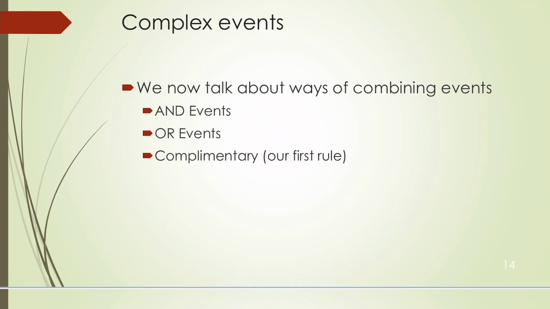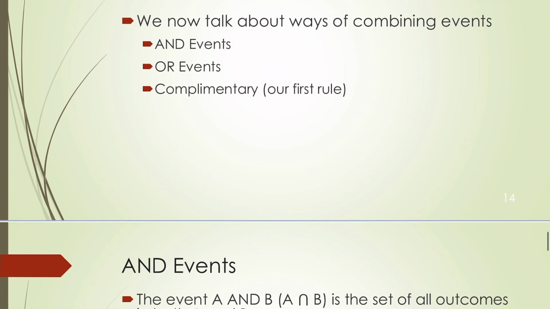So we now want to talk about ways of combining events, making things a little bit more complicated, which is important because the world is complicated and we want to try and model it as best we can. So you've got AND events, OR events, and complementary events.